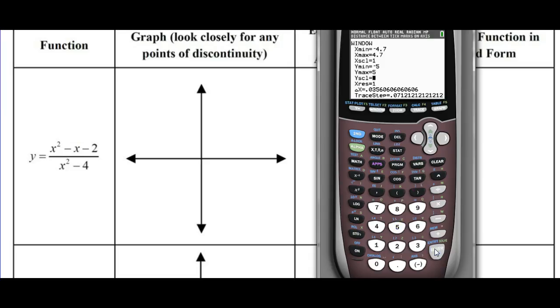If you mess up and your graph's doing weird stuff and it's not stopping, just hit the on key. It's like a brake button. It'll stop it from graphing, because otherwise it's going to want to keep going. Okay, so there's our graph.